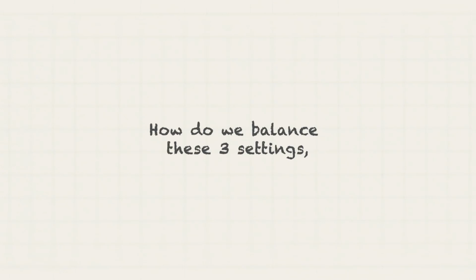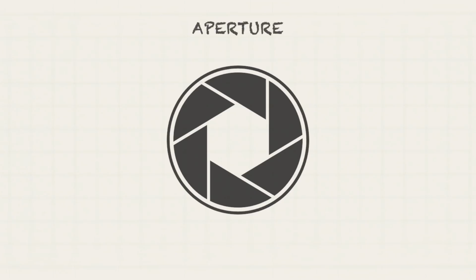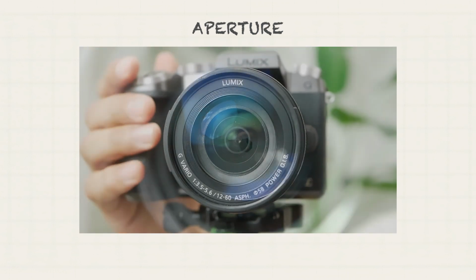How do we balance these three settings and create the image that we want? We need to understand and familiarize ourselves to the use and benefits of the three most important camera settings, starting with aperture. Aperture is the opening inside the lens that allows light to enter the camera.